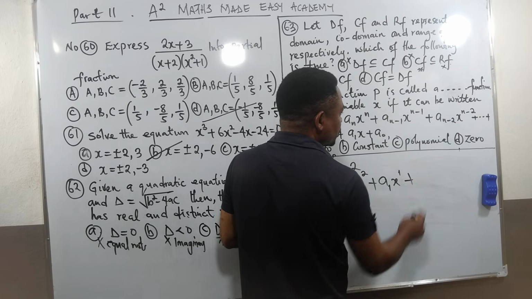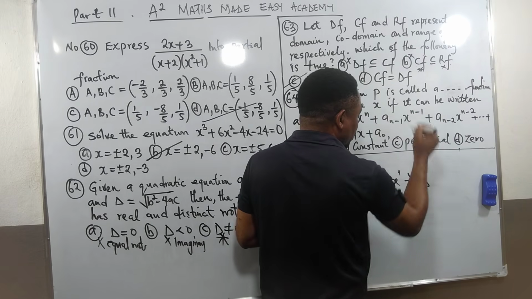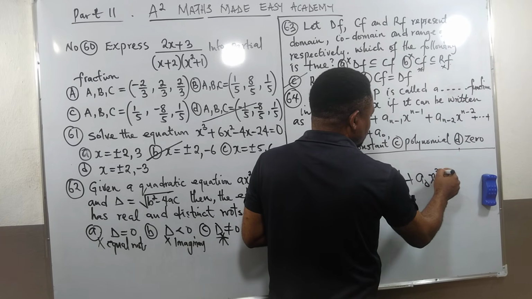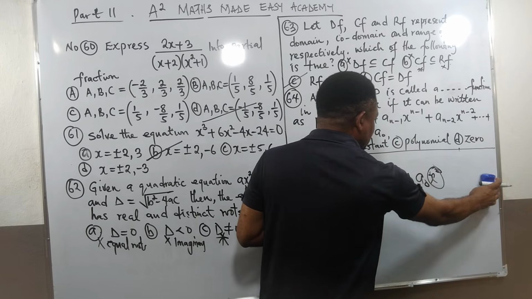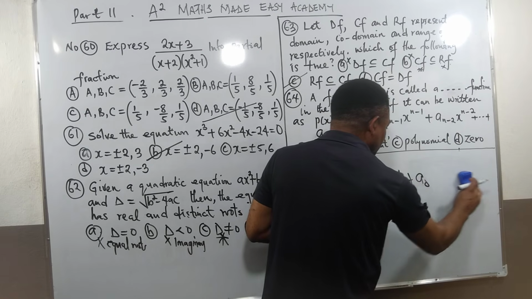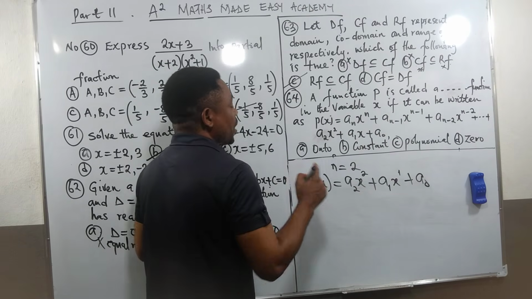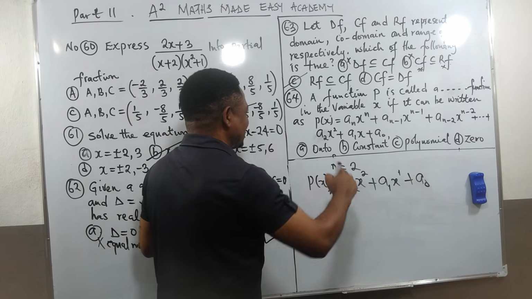Then plus a, n is 2, and 2 minus 2 is 0. Then x raised to power 2 minus 2 is 0, and anything raised to power 0 is 1 by law of indices. So 1 times a subscript 0 is a subscript 0. Now this is a polynomial function. Am I communicating? The highest order is power 2, so we call it a quadratic polynomial.